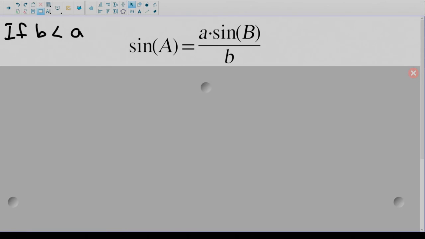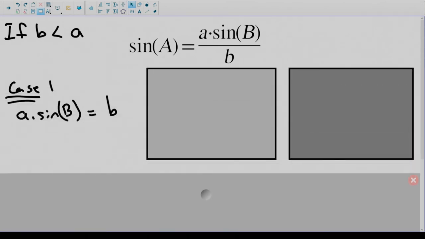So let's look at those different scenarios, okay? So we're going to have 3 cases here. Let's just focus on case 1 for now. If we mathematically look at this, what would happen if the key side is shorter than the other given side? So the key in this case is B, all right? So if B is smaller than A, one of the possibilities is that A sine B is equal to B.